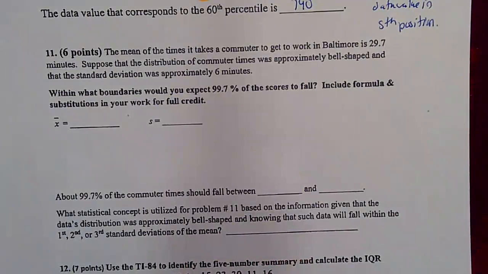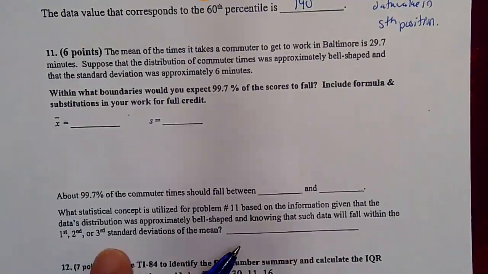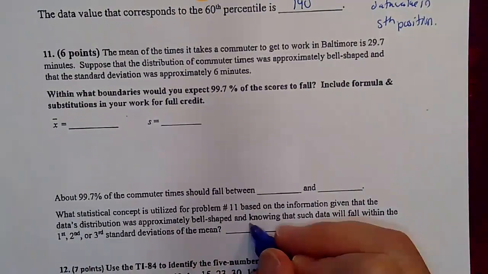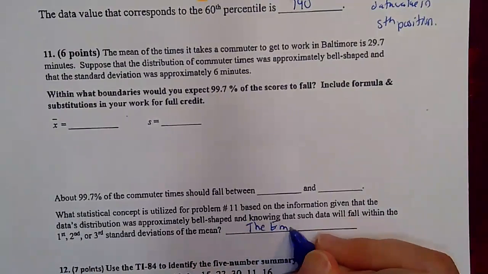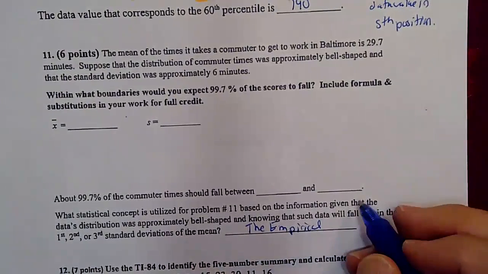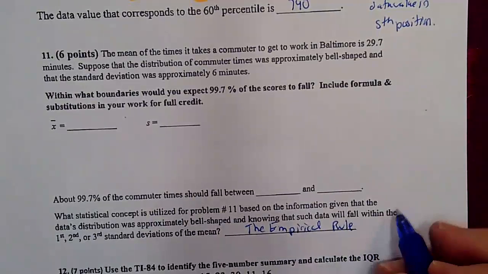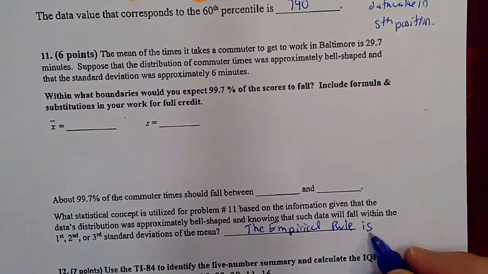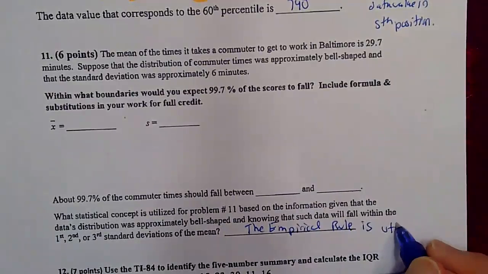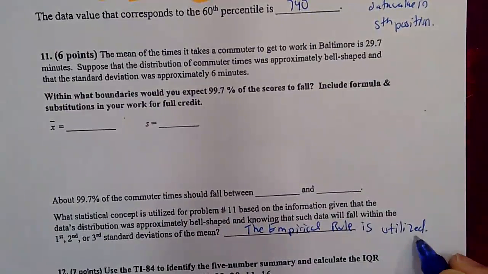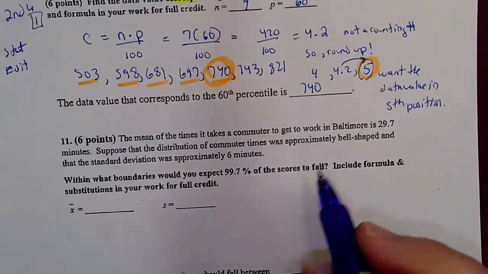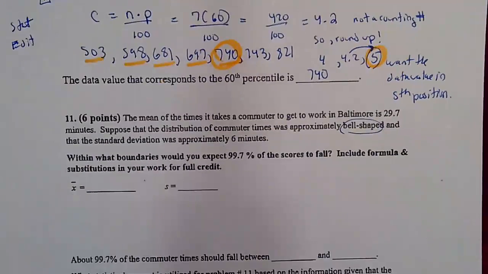What statistical concept is utilized for problem number 11 based on the information given that the data's distribution was apparently bell-shaped, and knowing that such data will fall within the first, second, or third standard deviations of the mean? So when it's bell-shaped, they're asking you, is it the empirical rule or is it Chebyshev's? Are you using the empirical rule, or you're using Chebyshev's theorem? And the empirical rule is utilized here. And how did I jump to that conclusion? I was reading and I stopped because I saw that it was bell-shaped, okay?